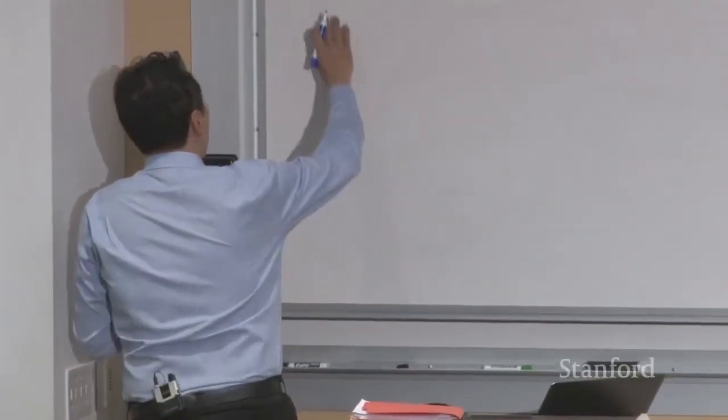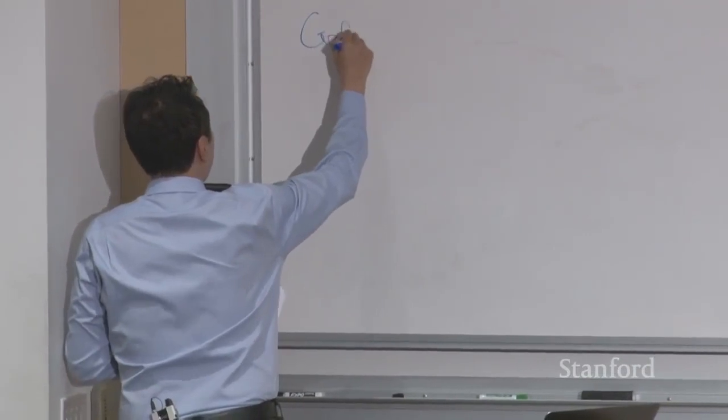Let's see how you can implement an algorithm to find the value of theta that minimizes J of theta, that minimizes the cost function J of theta. We're going to use an algorithm called gradient descent.